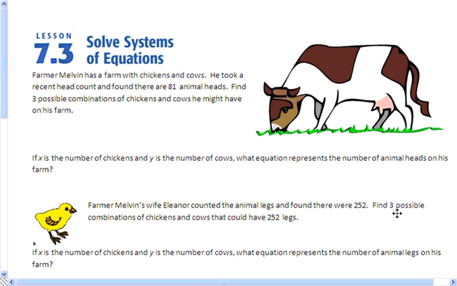All right, students, this is lesson 713. In this lesson, we're going to learn how to solve systems of equations. Just to get a feel for what kind of equations we're going to be talking about, we'll do a little problem here about a farmer.